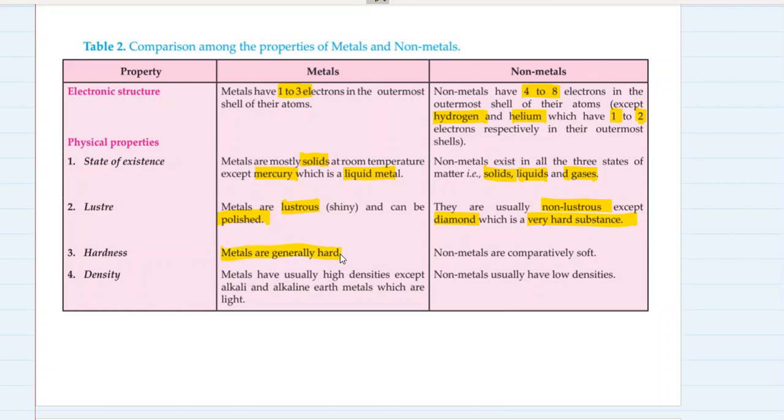Hardness. Metals are generally hard except gallium, which is soft, and sodium, which is soft. Non-metals are comparatively soft. Metals have usually high densities except alkali and alkaline earth metals, which are light. Non-metals have usually low densities except diamond.